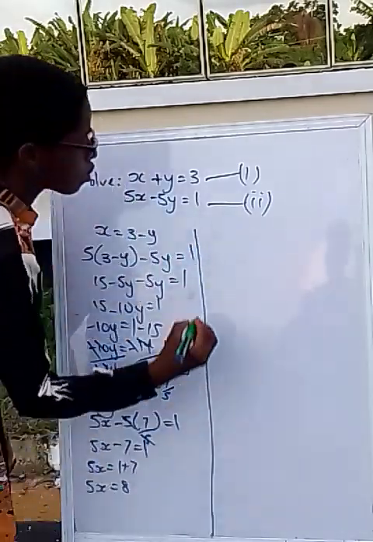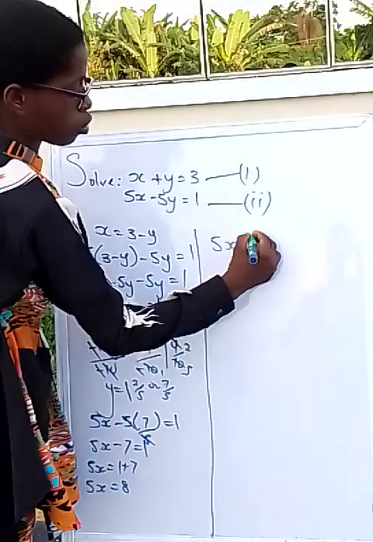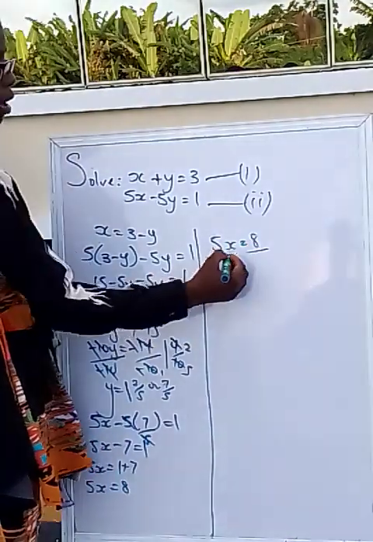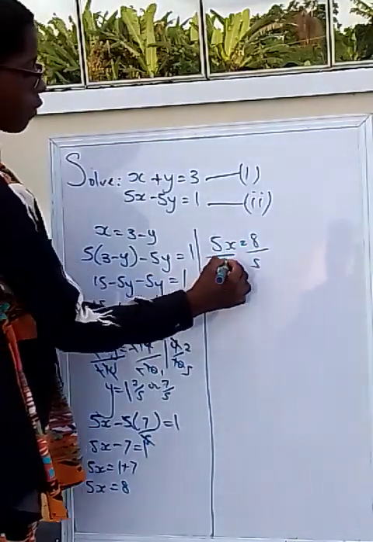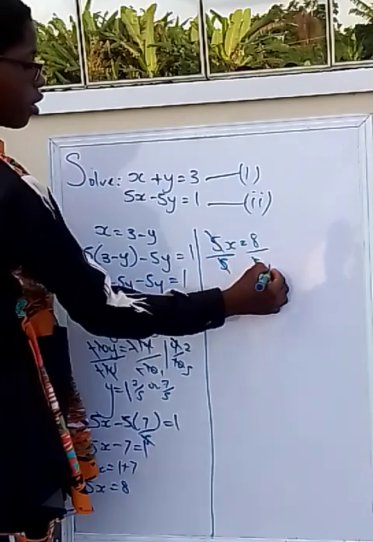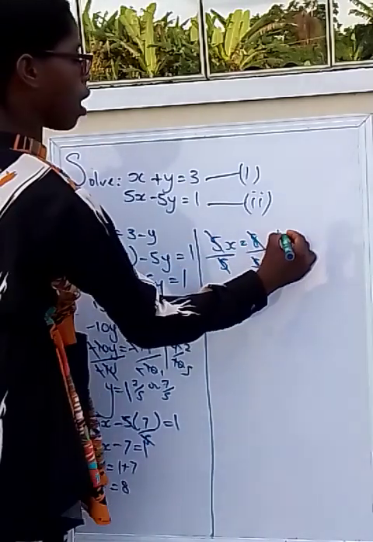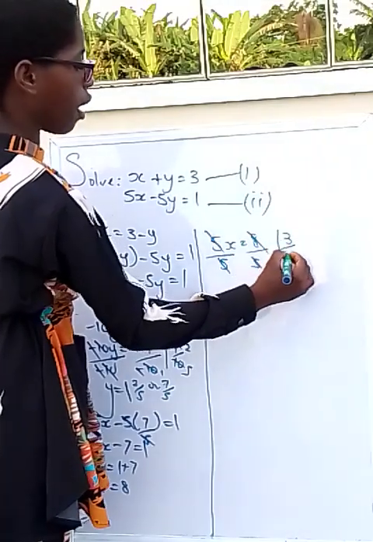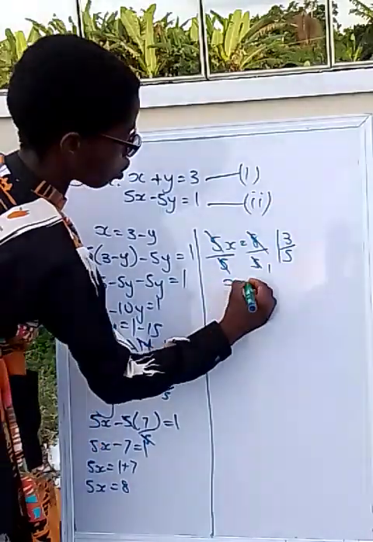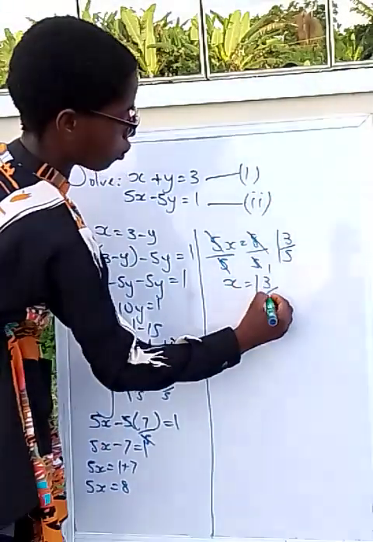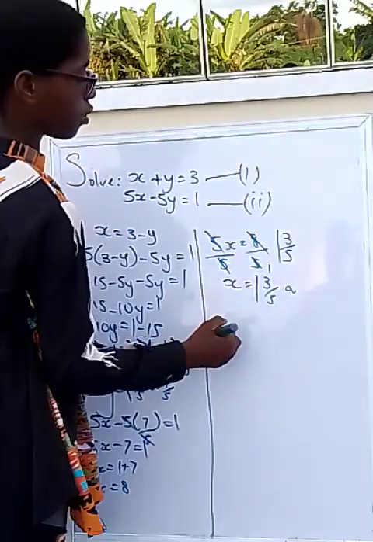We divide both sides by the coefficient of x, which is 5. 5 cancels 5, 5 in itself is 1. 5 in 8 is 1, remainder 3. So we have 1 and 3 over 5. So x is equal to 1 and 3 over 5, or 5 times 1 is 5, 5 plus 3 is 8 over 5.